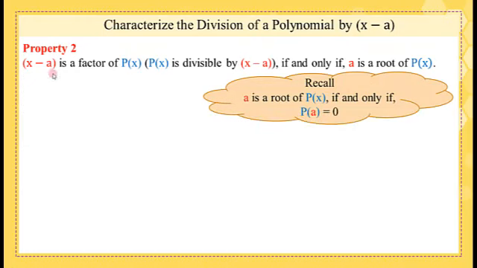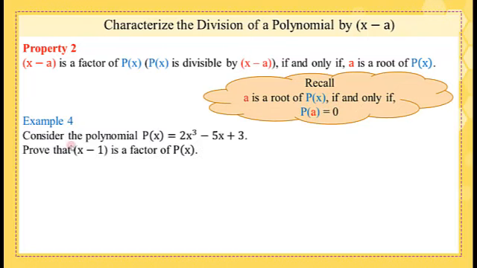Property: x minus a is a factor of p of x, or p of x is divisible by x minus a, if and only if a is a root of p of x. Recall that a is a root of p of x if and only if p of a equal to 0.